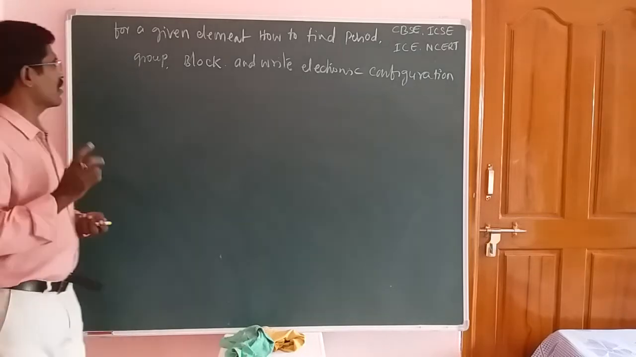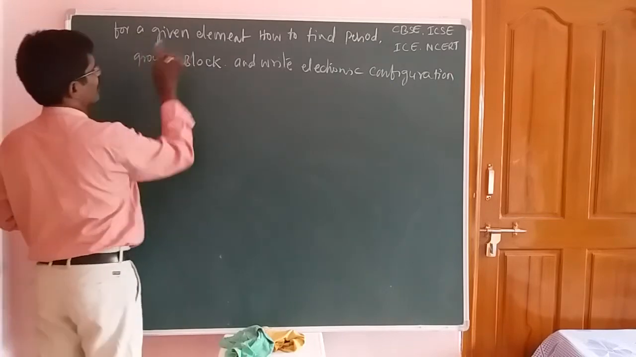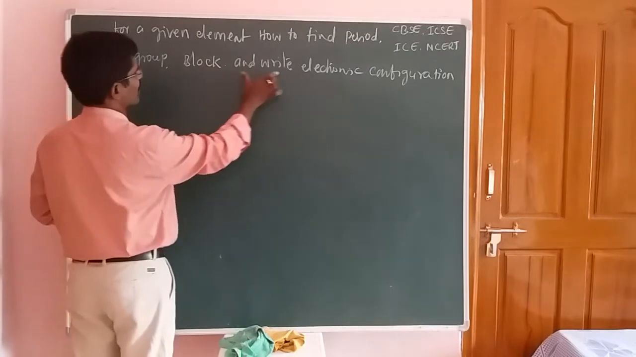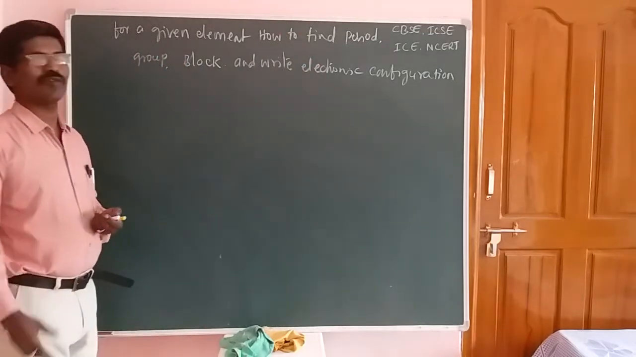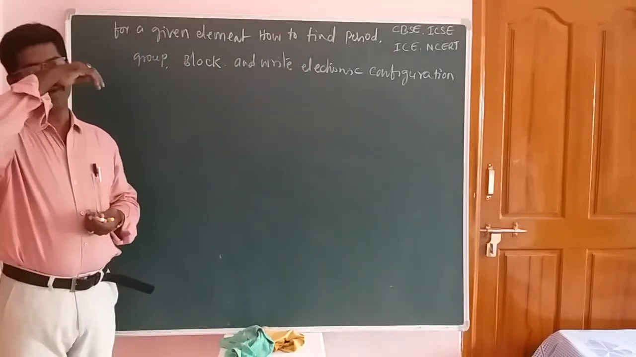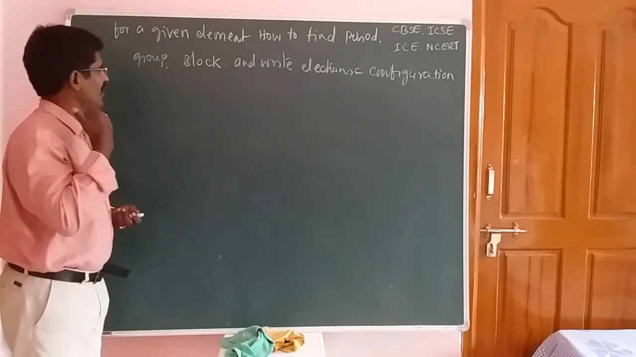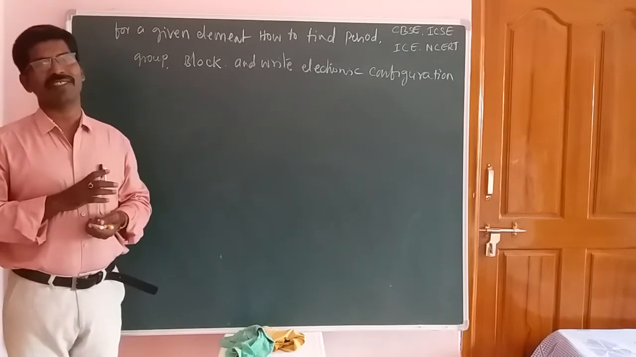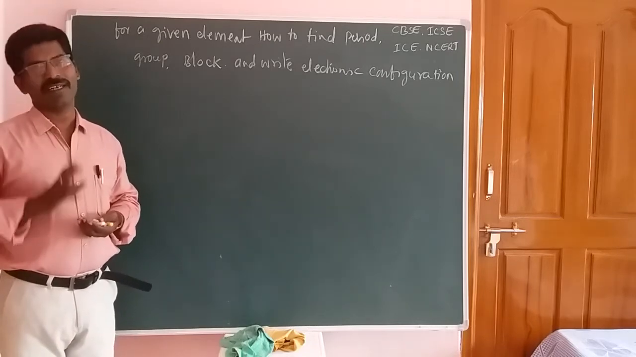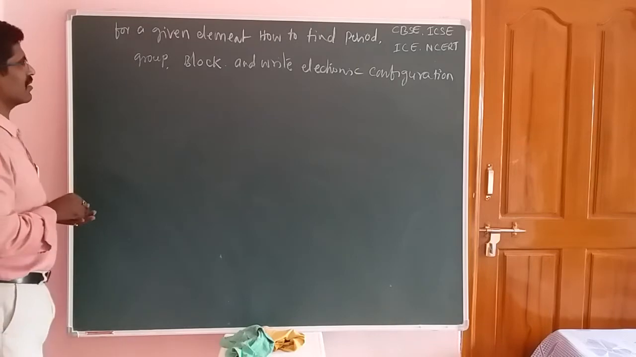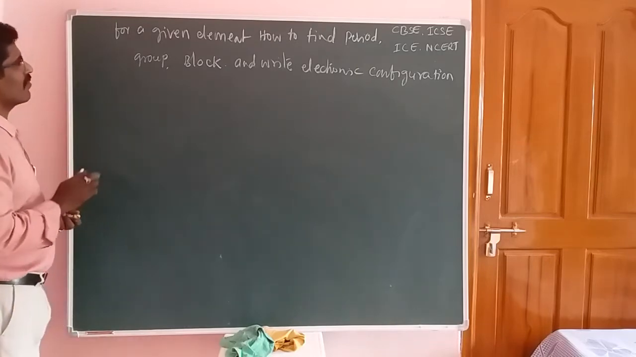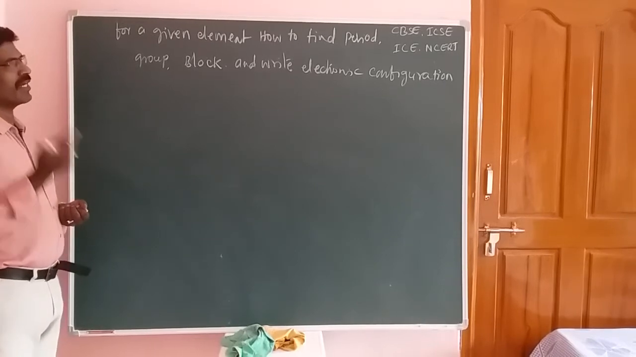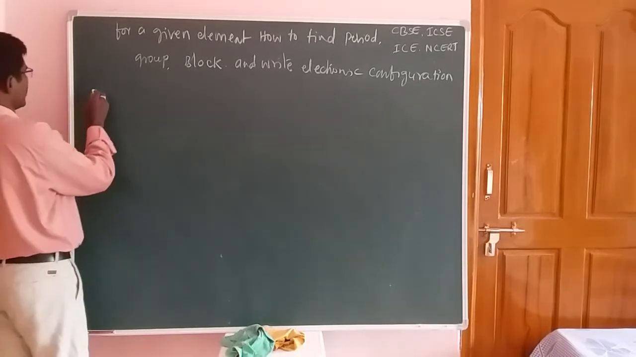Now once again, for a given element, how to find period, group, block, and write the electronic configuration. When you know the period, the group and the block, then it is easy to write the electronic configuration. Don't worry about how to write the electronic configuration, students. I will start that concept. First of all, for any given element, how to find the period number.